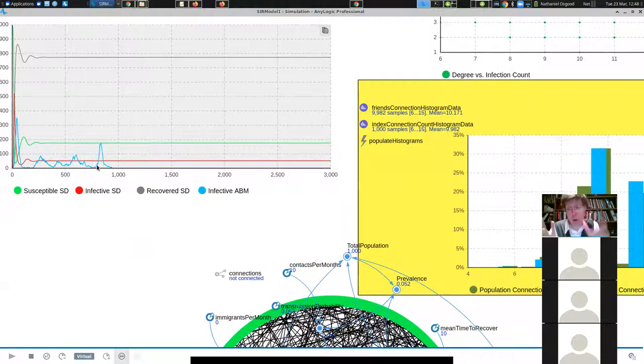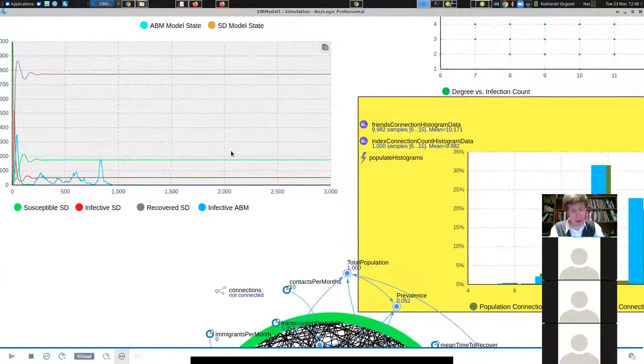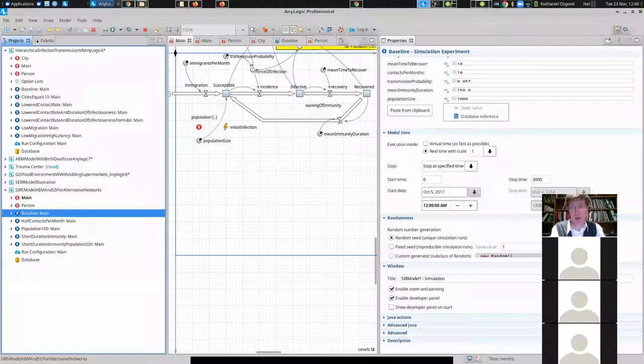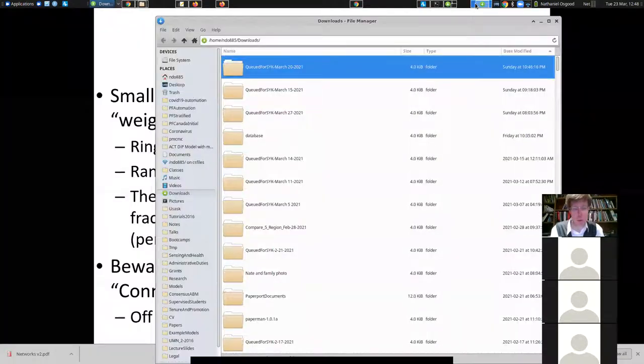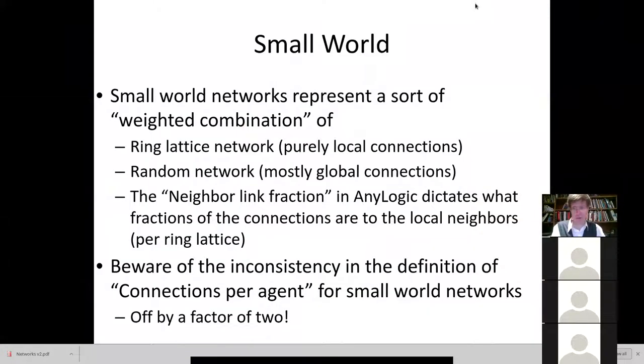Remember, we saw whispering of that in the case of the Poisson random networks, where we saw these fluctuations around this mean. But here they're large enough and pronounced enough that it actually dies out. Okay, so this was for a small world network. A small world network, this is really testable stuff, is this weighted combination of pure locality and pure global connections willy-nilly. Most of the connections are local with the ring lattice logic, and a small fraction typically are random.